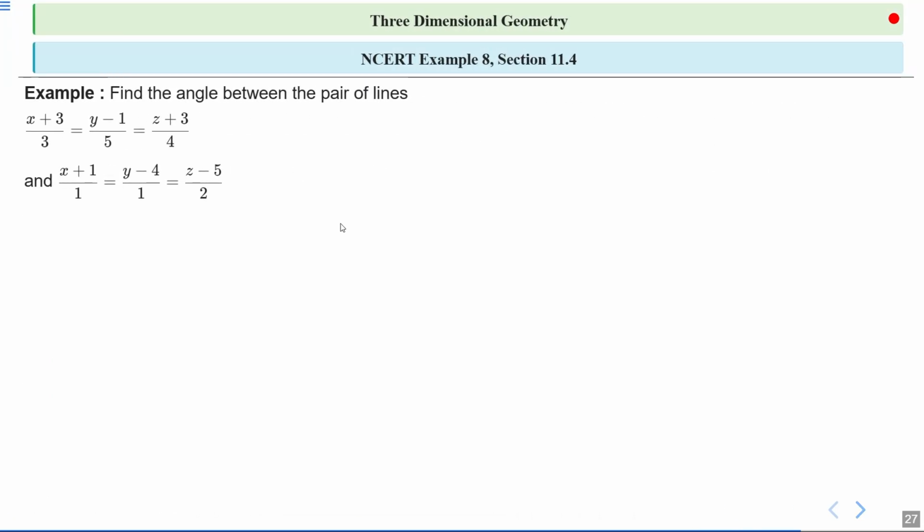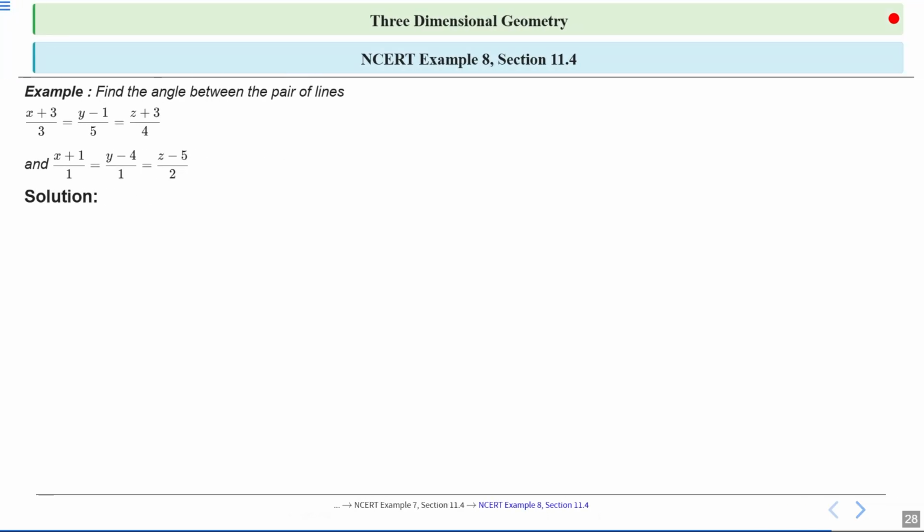Now let's look at example 8. In this example, we have to find the angle between the pair of lines (x plus 3) upon 3 equals (y minus 1) divided by 5 equals (z plus 3) upon 4, and (x plus 1) divided by 1 equals (y minus 4) divided by 1 equals (z minus 5) divided by 2. So first of all, try it yourself and then see the solution. Let's start the solution.